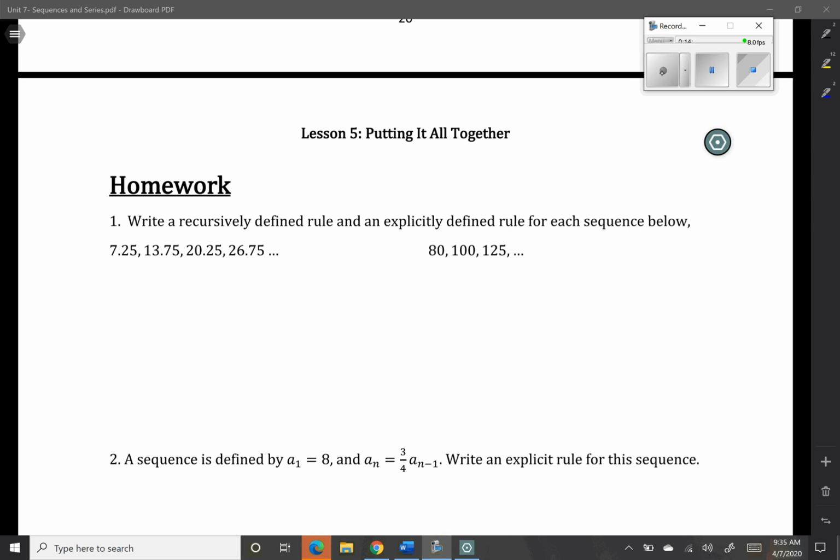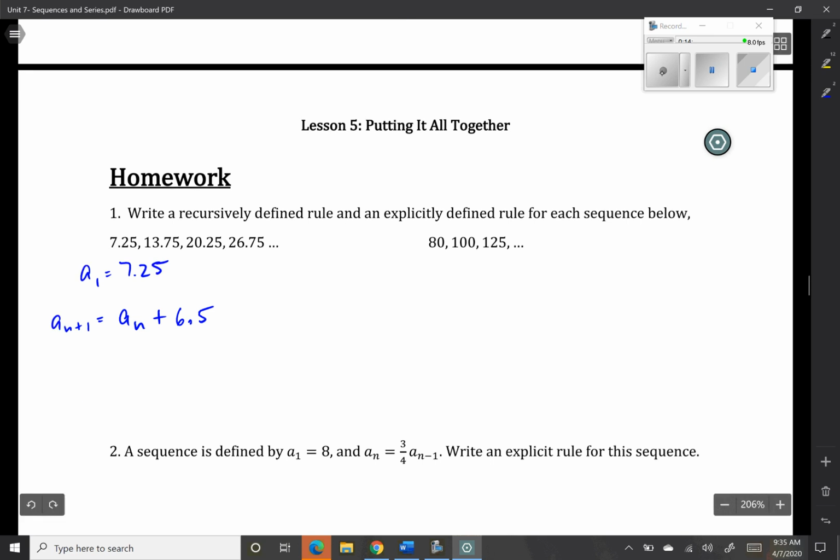So for the first question here, that first sequence that we see is an arithmetic sequence. So to write a recursively defined rule, we'd state the first term. We would then say any term of the sequence is the previous term plus the common difference, which is 6.5. To do this explicitly, we'd say any term of the sequence is equal to the first term plus the common difference times n minus 1.